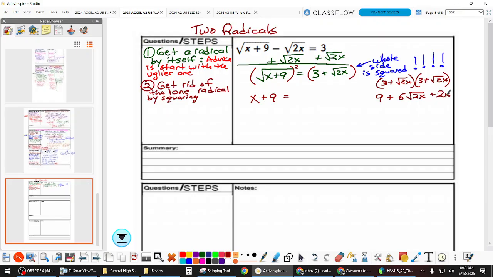Everybody understand where that came from? So all we did was just distribute. All right, next step. What do you think we do next? Get the other radical. Good job.